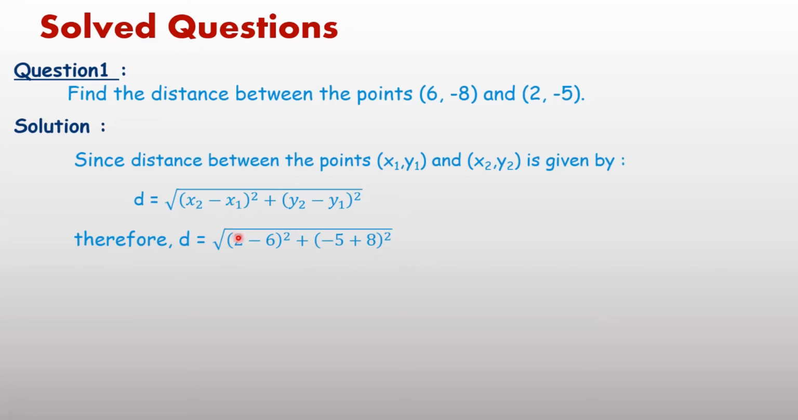x2 minus x1 means 2 minus 6 whole square plus y2 minus y1, minus 5 minus minus 8, means plus 8, whole square. So 2 minus 6 is minus 4 whole square plus minus 5 plus 8 means 3 square, equal to 16 plus 9, equal to under root 25, and square root of 25 is 5. In this pattern, using distance formula, we can find distance between 2 points. Now next question.